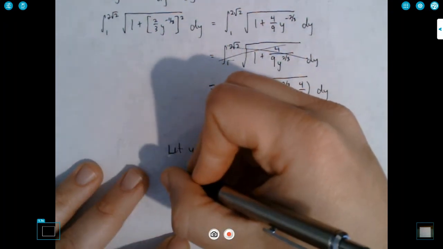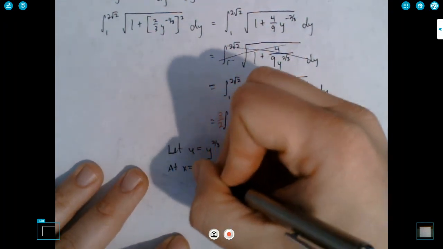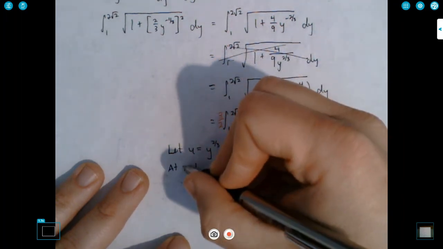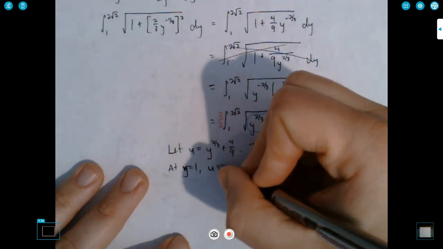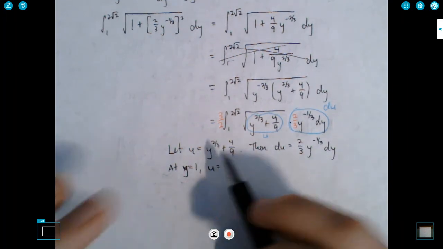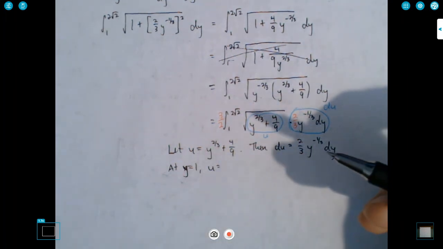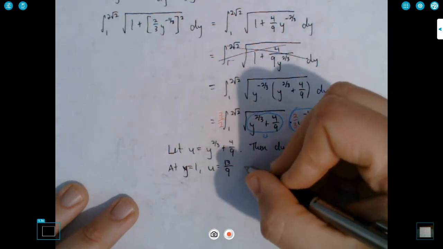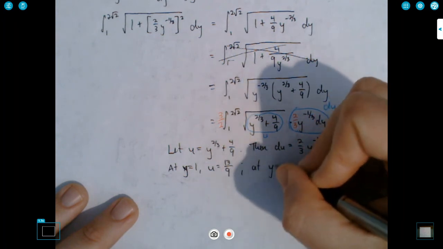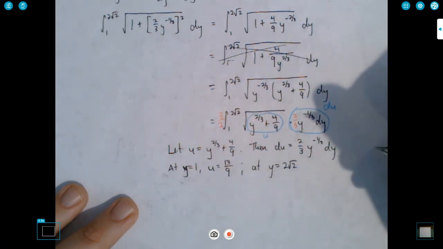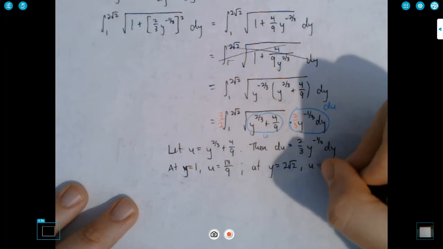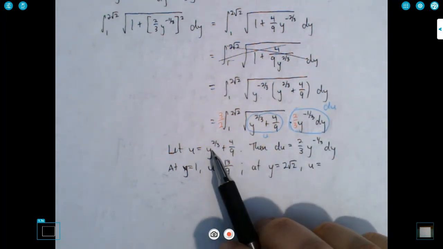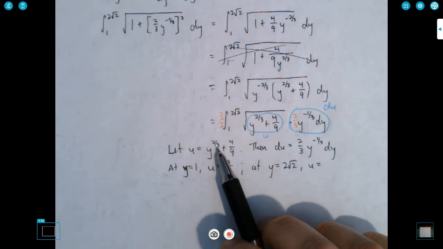But let's see. So at y equals 1, u equals 1 to the 2/3, which is just 1. 1 plus 4/9 is 13/9. Oh, that's not bad. And at y equals 2√2, this might not be so nice. u equals 2√2 to the 2/3. We have to take the cube root of that and then square it, or we could square it first and then take the cube root. I'd rather do that.